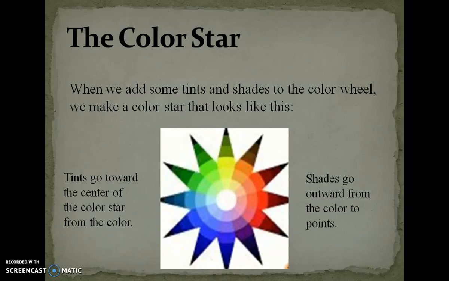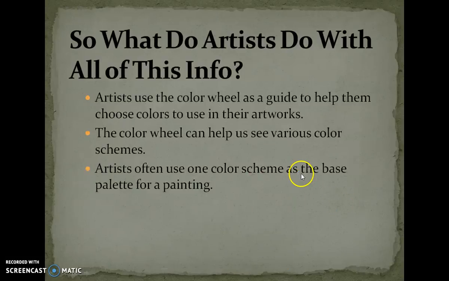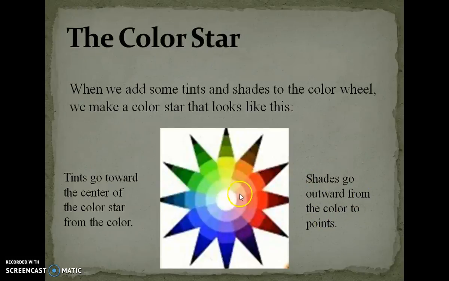Now we will talk about the color star. When we add some tints and shades to the color wheel, we make a color star that looks like this. This picture is an example of the color star. Tints go toward the center of the color star from the colors. Like this is the center. Shades go outward from the color to points.